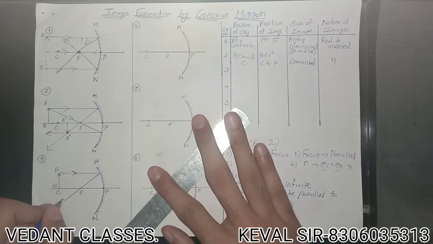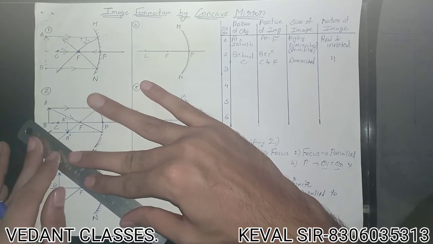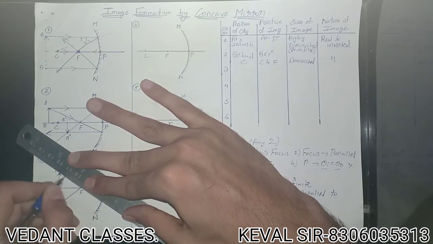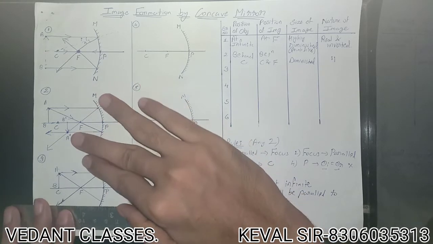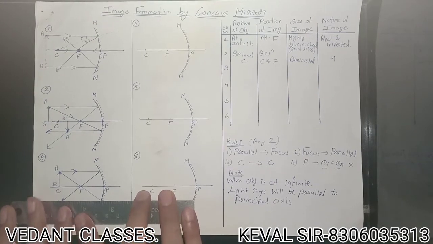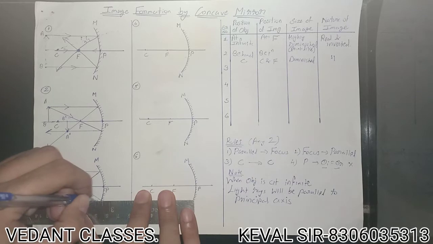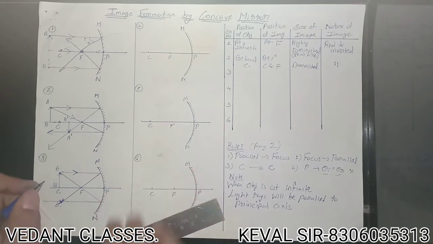The second ray that you can take is passing through the principal focus. In this case, the second ray is passing through the principal focus, then it will reflect back parallel to the principal axis. It will reflect back parallel to the principal axis. So you are getting an image somewhere over here.